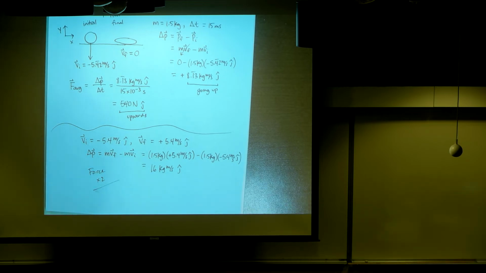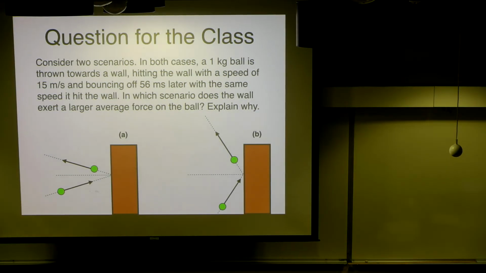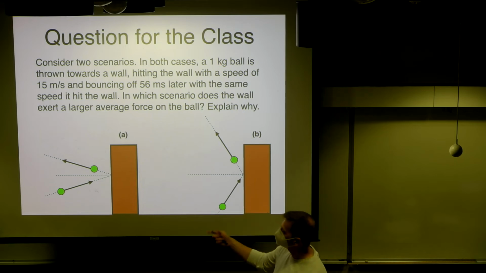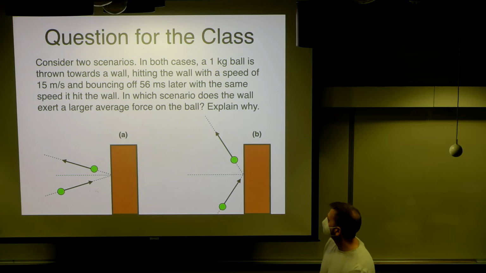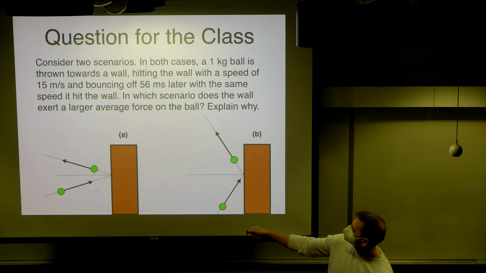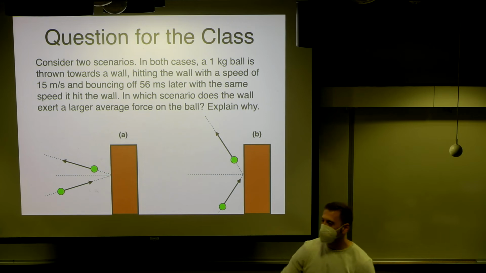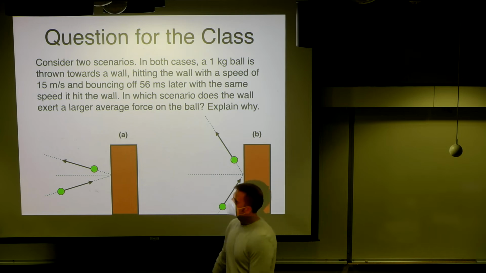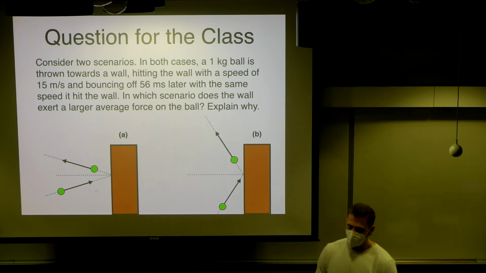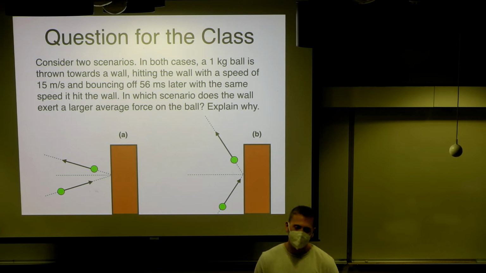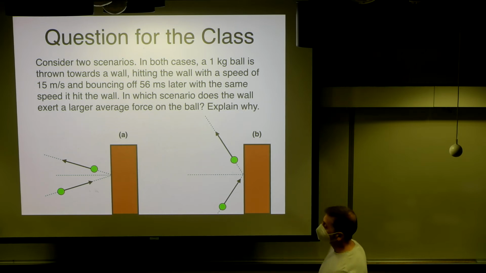So maybe one more like this. All right, so we have two different scenarios, A and B. In both cases, what we have is a 1 kilogram ball being chucked at a wall and then bouncing off of that wall. In each case, we're going to imagine that the ball comes in at 15 meters per second and it bounces back with the same speed, 15 meters per second, okay? Let's also imagine that in both cases, we're in contact with the wall for the same amount of time, let's say 56 milliseconds.